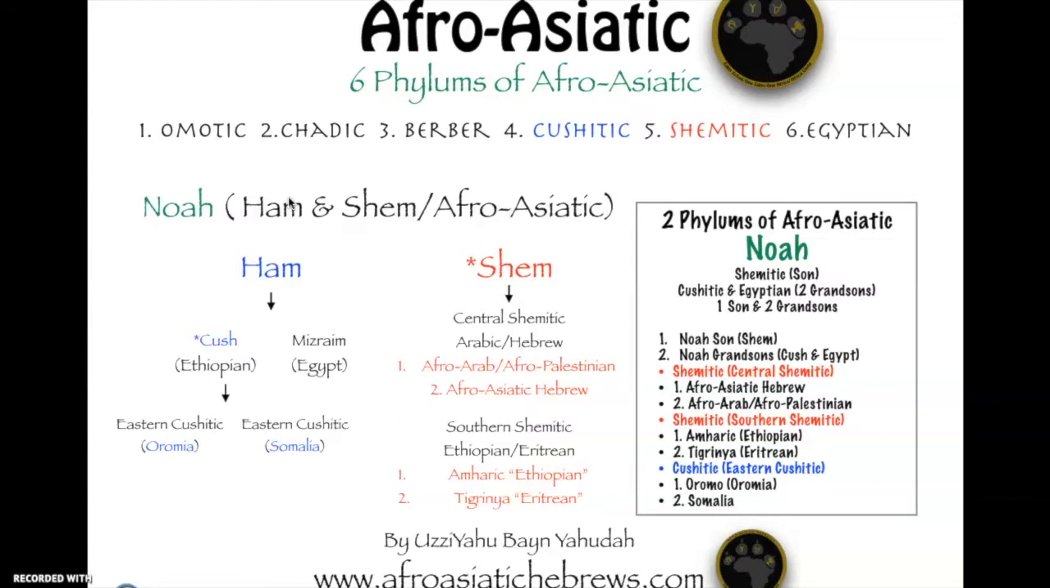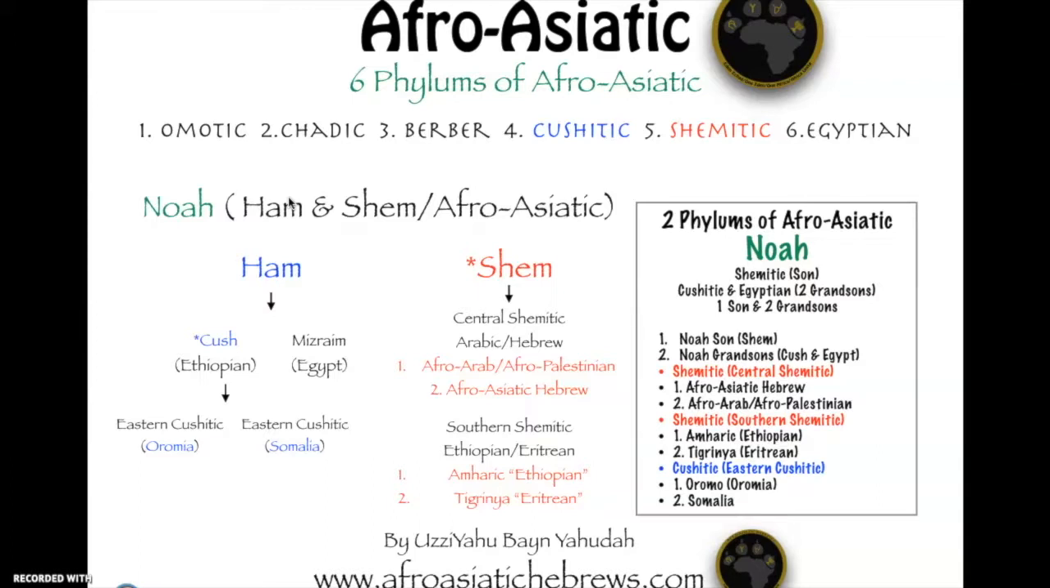So check this out, y'all. So you have Cush, which are the Hamitic Ethiopians, right? And the Cushites, or the Hamitic Ethiopians, would be Oromo or Oromia, which is Eastern Cushitic. And you got Somalia, which is Eastern Cushitic. So Oromo and Somali, they're very connected and similar in history, look, and even language. And as we see in this phylum, because they're from number 4, the Cushitic phylum of the Afro-Asiatic. So Oromos and Somalis, they're Afro-Asiatic, they're Eastern Cushitic.